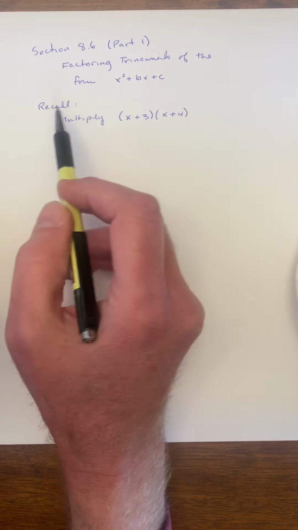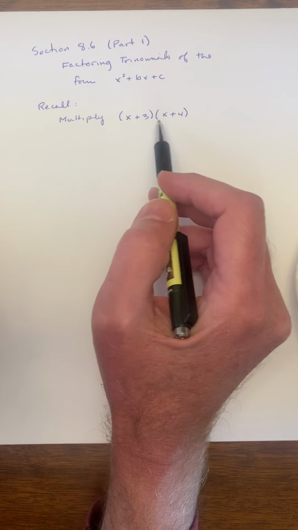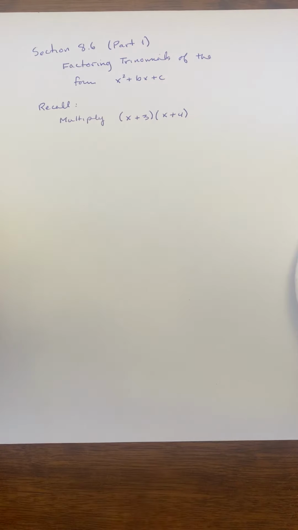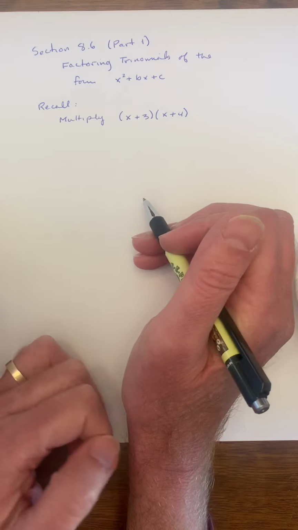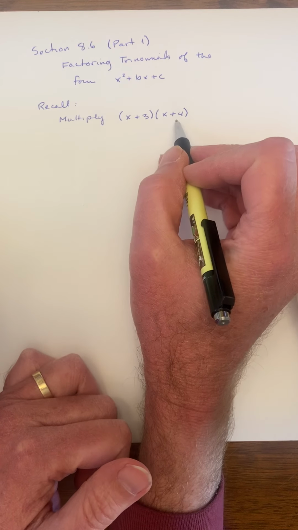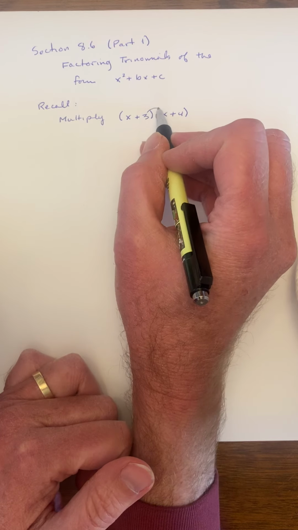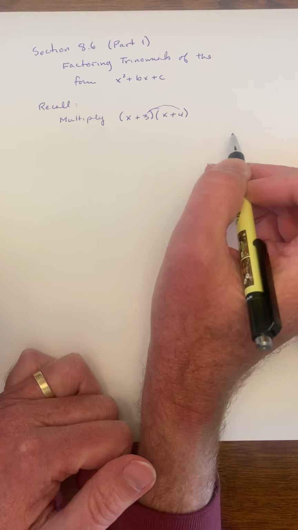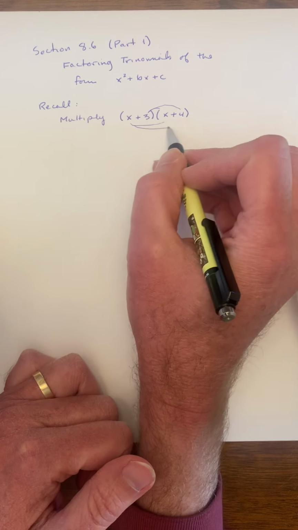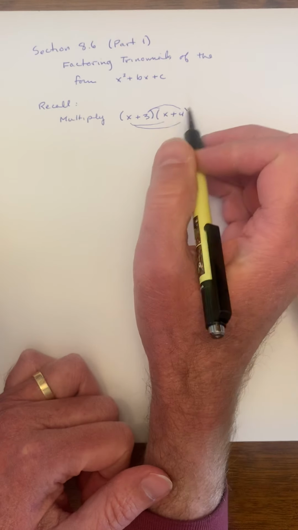But we're going to start by recalling what we did last week, where we learned how to do our double distribution, where we multiply two binomials. And we've talked about this earlier this week too. So remember that if you've got a binomial times another binomial, you have to distribute the 3 to both things inside the other parentheses and the x to both things inside the other parentheses. Our double distribution, which we also call FOIL.